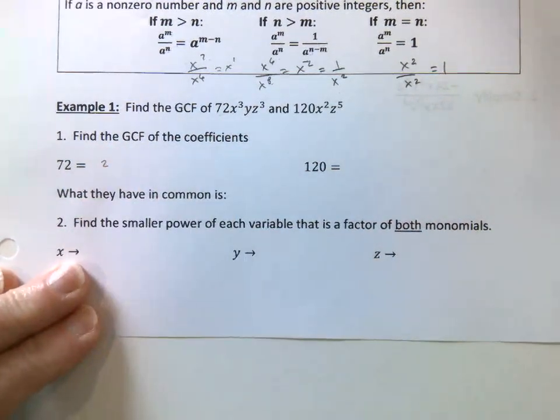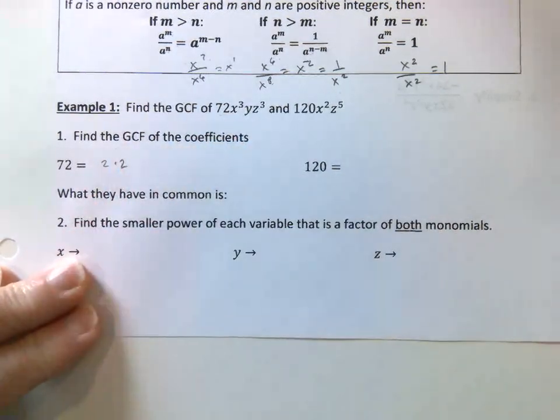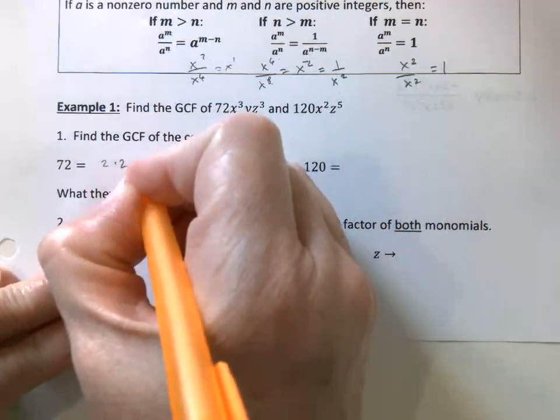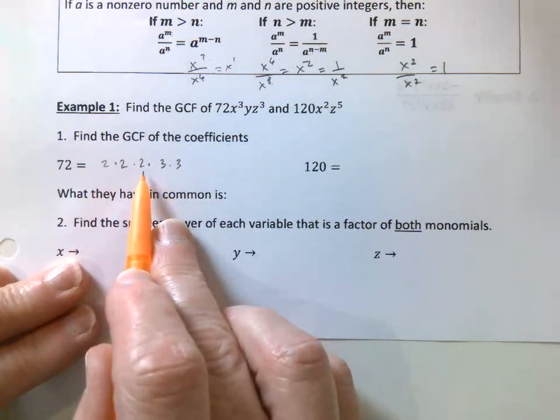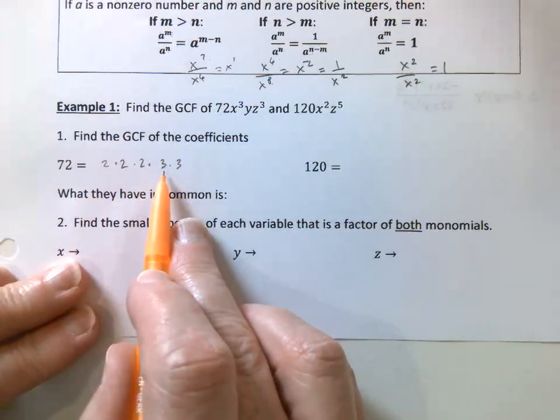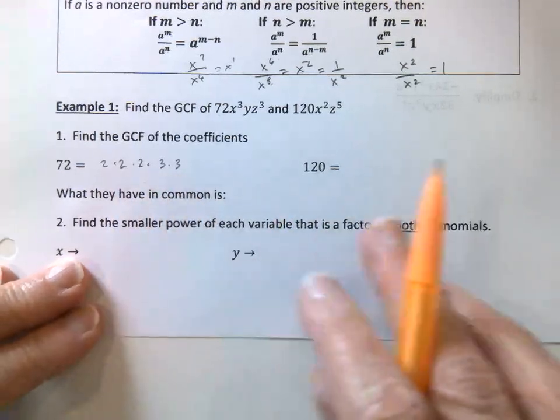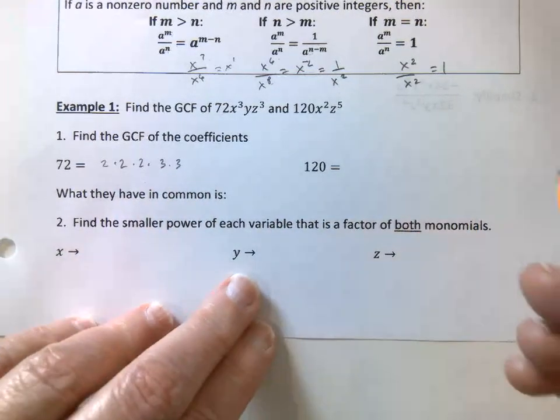So it's going to be 2, and again, use your calculator. So 72 divided by 2 is 36, which I can divide by 2 again, which gives me 18, which I can divide by 2 again, which gives me 9, so 3 and 3. So 2 times 2 is 4. 4 times 2 is 8, 8 times 3 is 24, 24 times 3 is 72. So there's a prime factorization of 72.